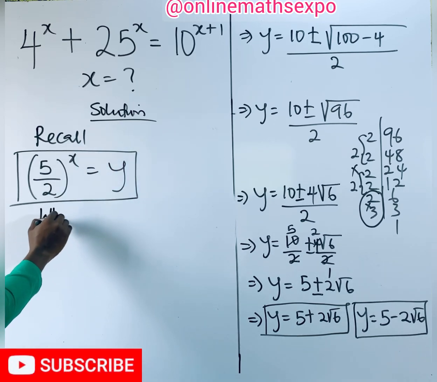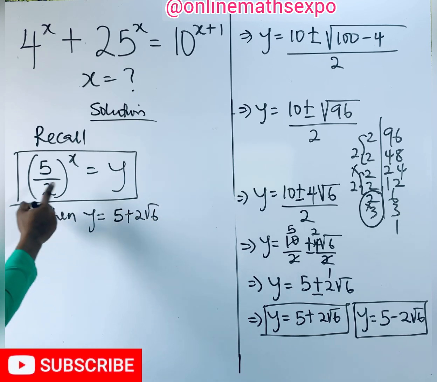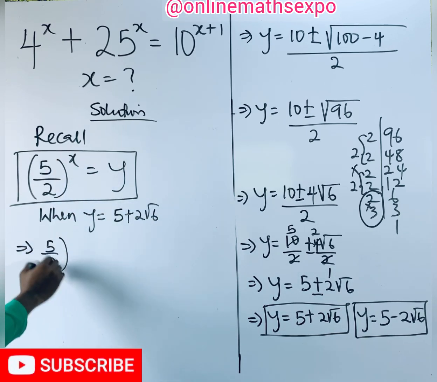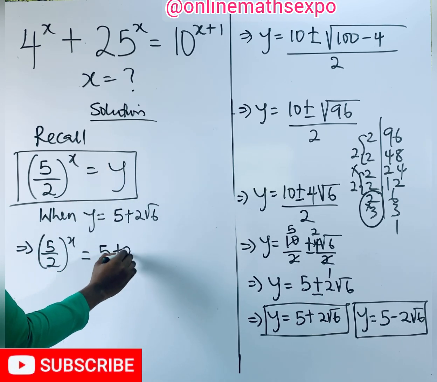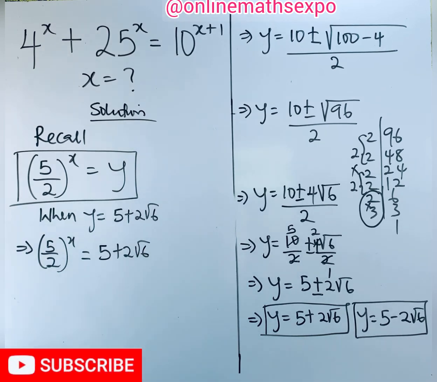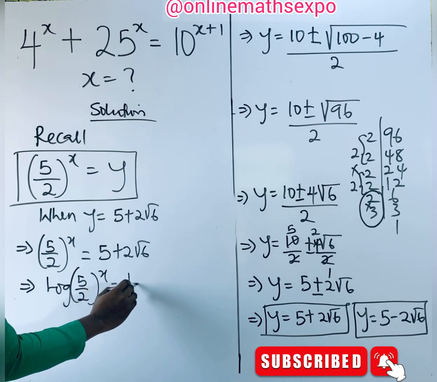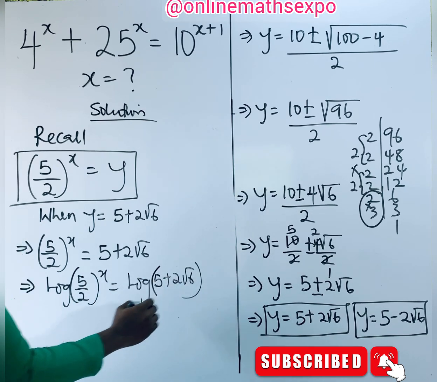So we have it that when y is equal to 5 plus 2 root 6, this will be 5 divided by 2 to the power of x is equal to, replace y with 5 plus 2 root 6. Now remember that to get this x, we are going to take log of both sides. So we have log of 5 over 2 to the power of x is equal to log of 5 plus 2 root 6. I hope you are with me.